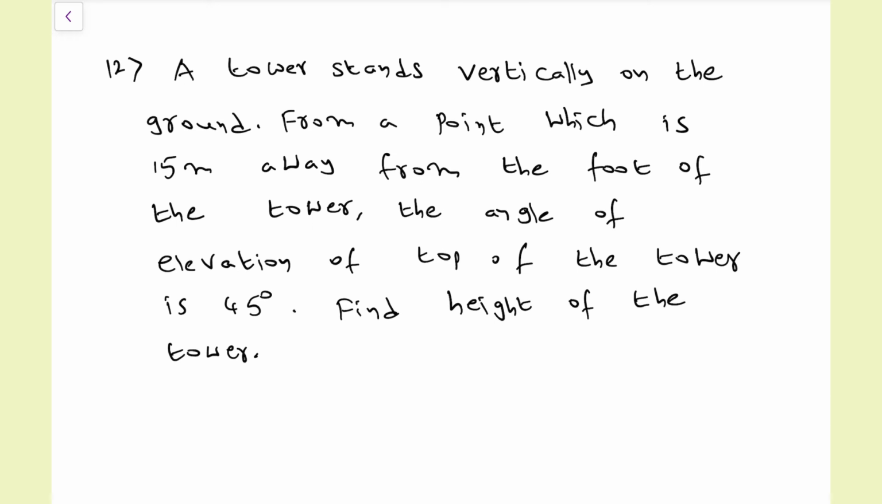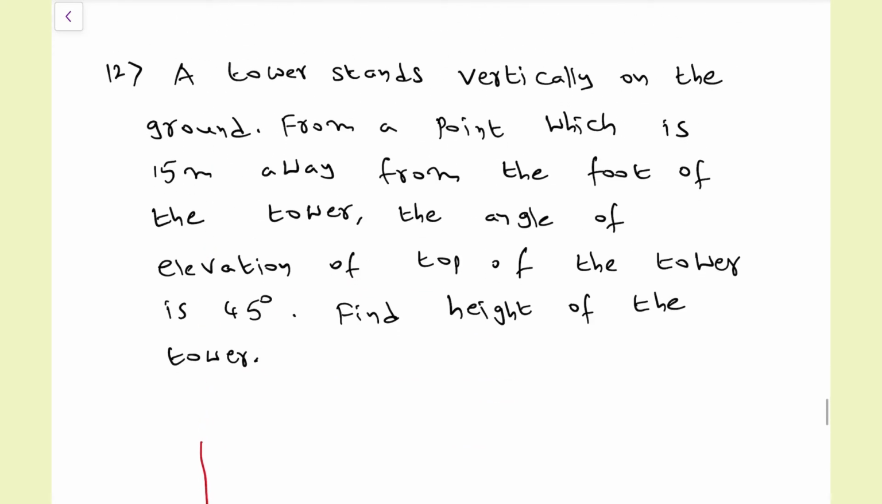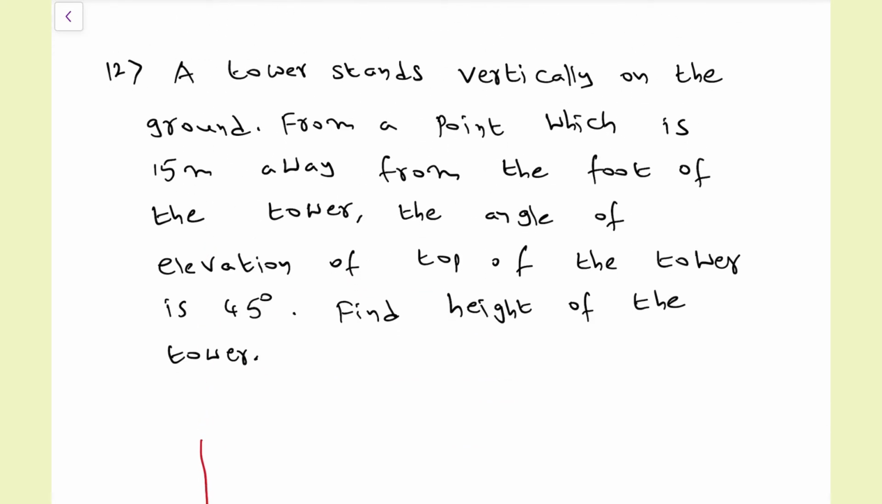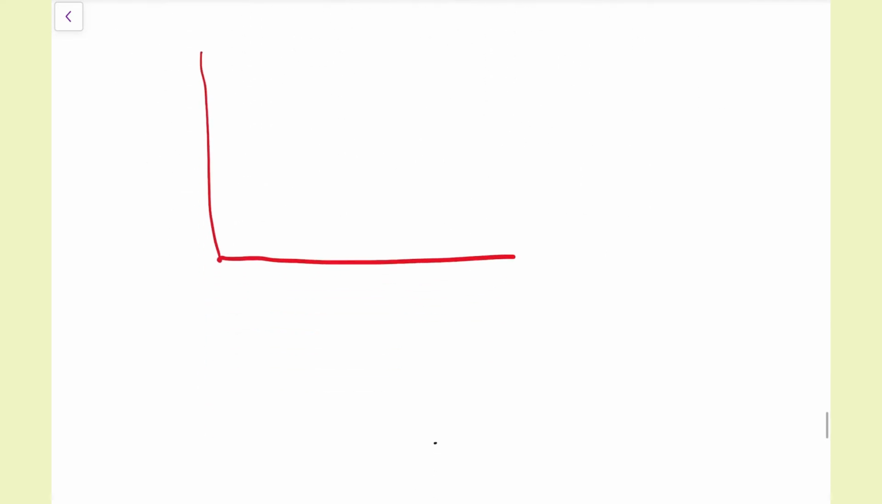Coming to the applications of trigonometry kind of questions. In this, only the question looks very big, but definitely the answer is going to be very, very small. Just simple thing only. A tower stands vertically on the ground. So this is the tower, standing on the ground. Next, from a point which is 15 meters away from the foot of the tower. This is the foot of the tower, right? From this, 15 meters away.